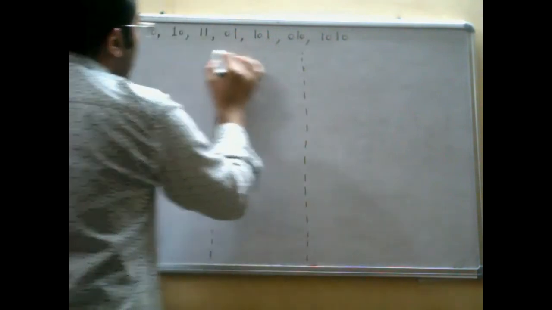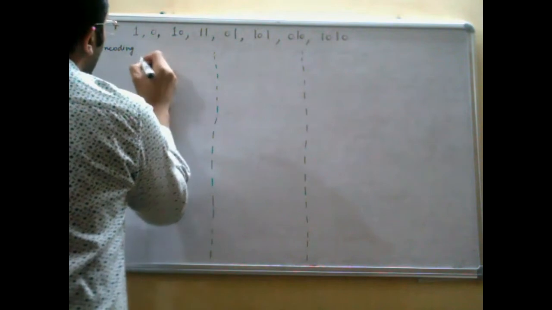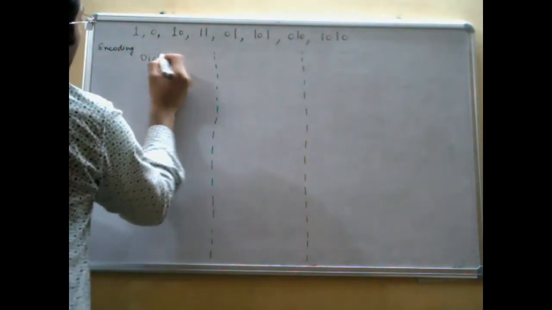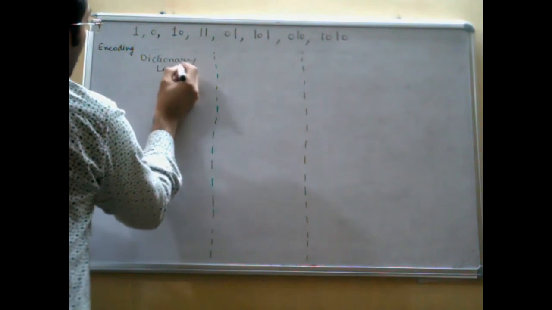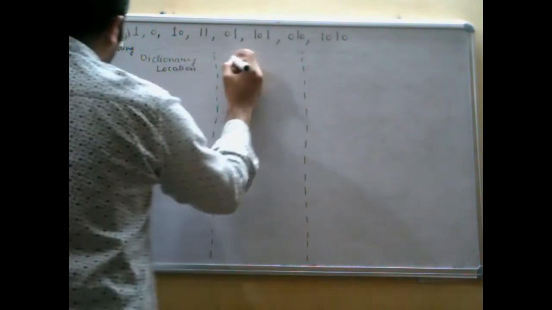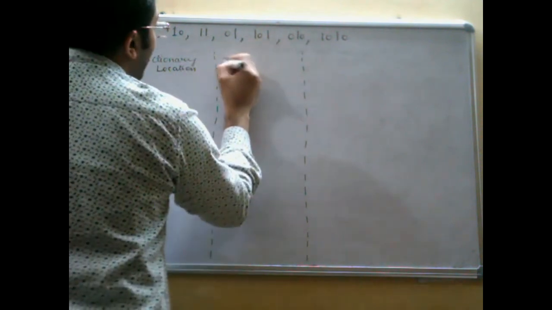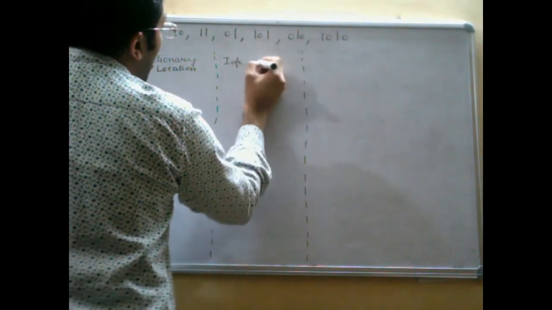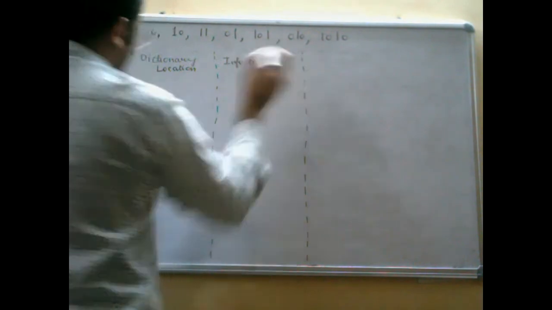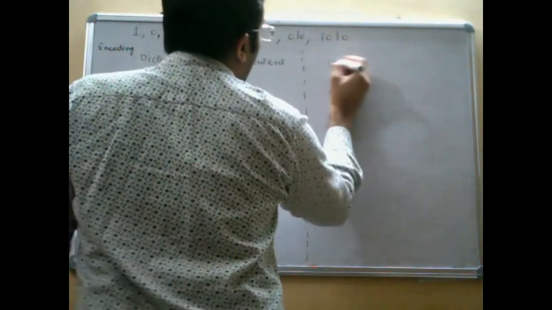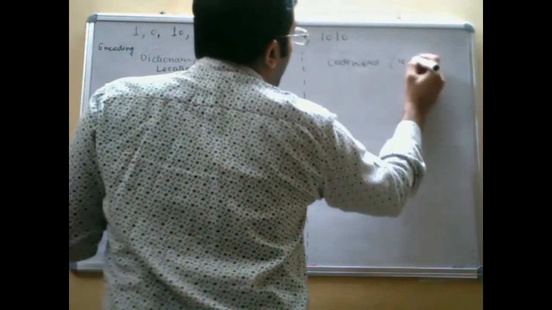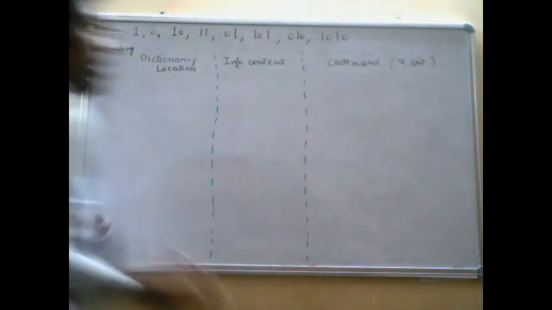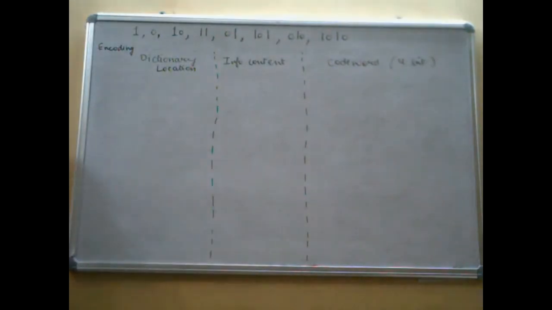The table consists of three things. Number one is dictionary location. Number two is information content. Number three is code word. This is going to be 4-bit because it is mentioned in the question.